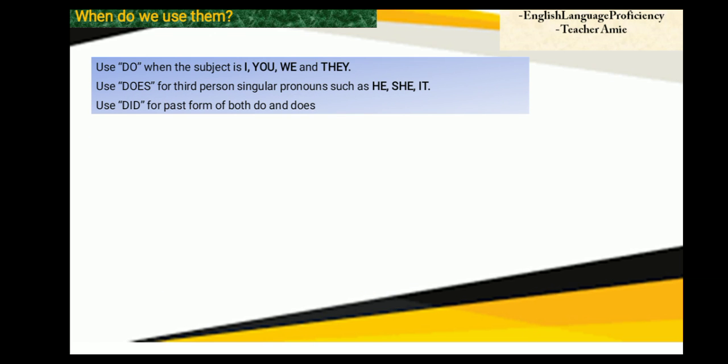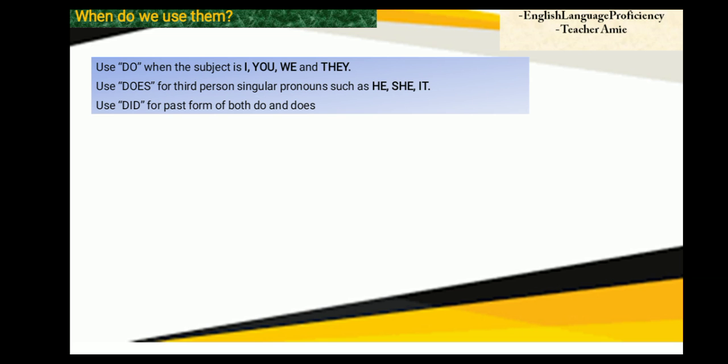Next, when do we use them? Okay, you have to take note of these 3 reminders. We use do when the subject is I, you, we, and they. Do we like this? Do we have this? Do you have this? I have this. They have that. Use does for third-person singular pronouns such as he, she, it.